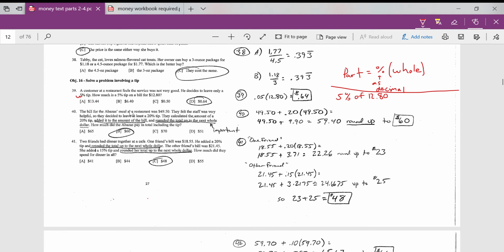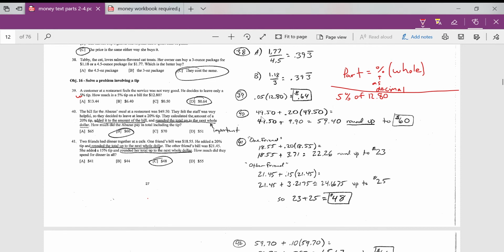Okay. Let's take a look at number 40. Number 40, the bill for a meal at a restaurant was $49.50. They felt the staff was very helpful, so they decided to leave at least a 20% tip. So now make sure we read the statement in the question here. It says they calculated the amount of the 20% tip, added it to the bill, and rounded the total up to the next whole dollar. How much did they pay including the tip?